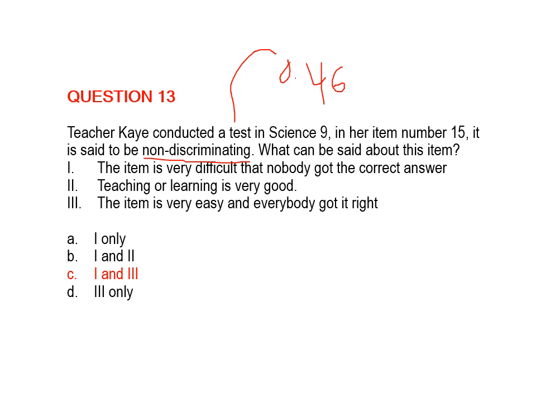Ibig sabihin kapag discriminating yung item, the item can distinguish sino yung talagang alam yung sagot, sino yung humula lang ng sagot. Okay? It can discriminate between a good performer and a not good performer in the test. Kaya nga, ang sagot ay 1 and 3 kasi if everybody got it wrong, nobody got the correct answer, hindi mo ma-determine kung alin dun yung magaling o hindi kasi lahat hindi nakakuha. Ganon din kapag lahat nakakuha, hindi mo rin malaman kung sino talaga yung nakakuha ng tamang sagot doon.